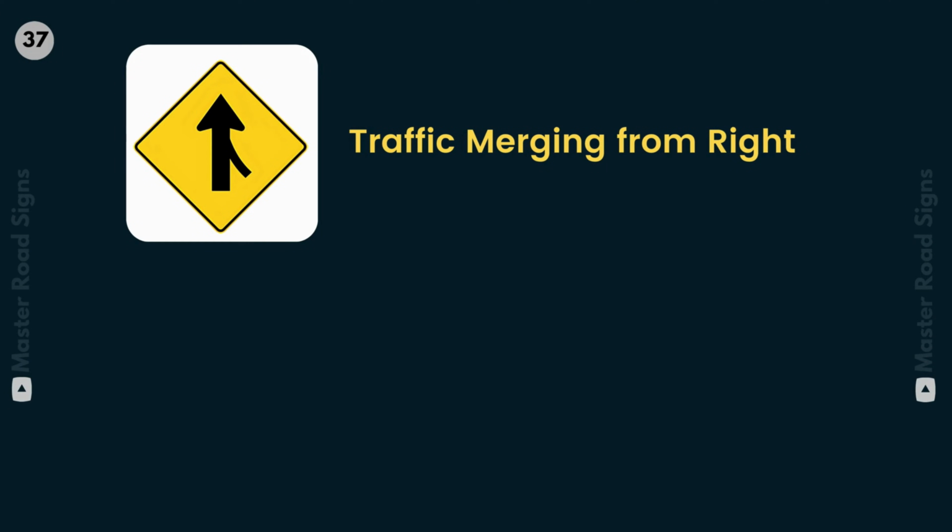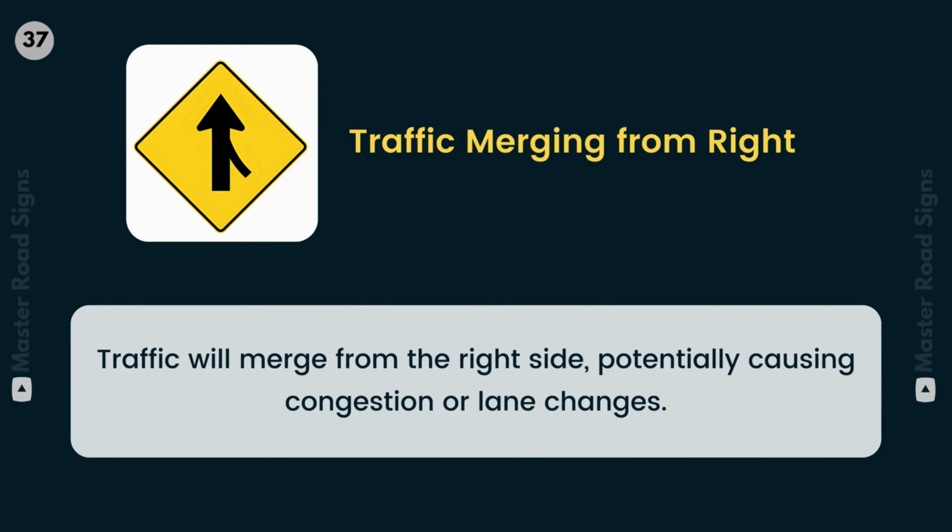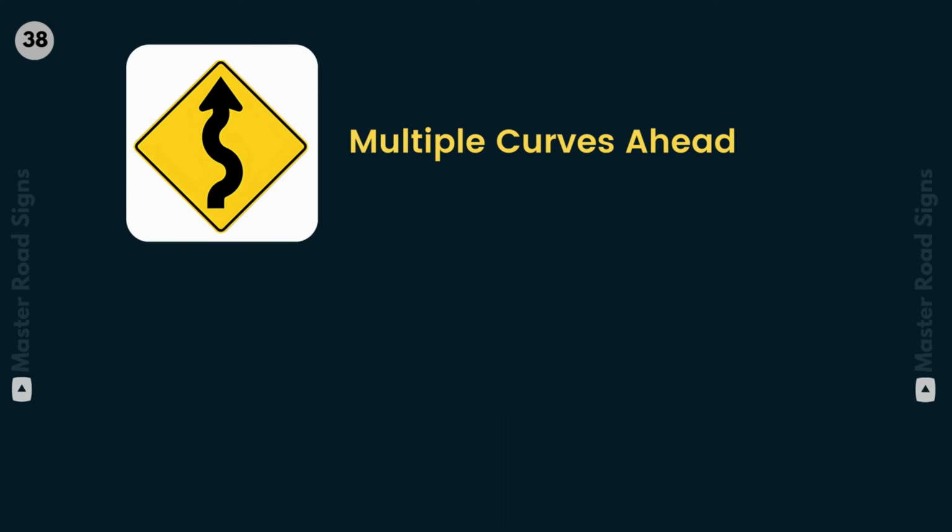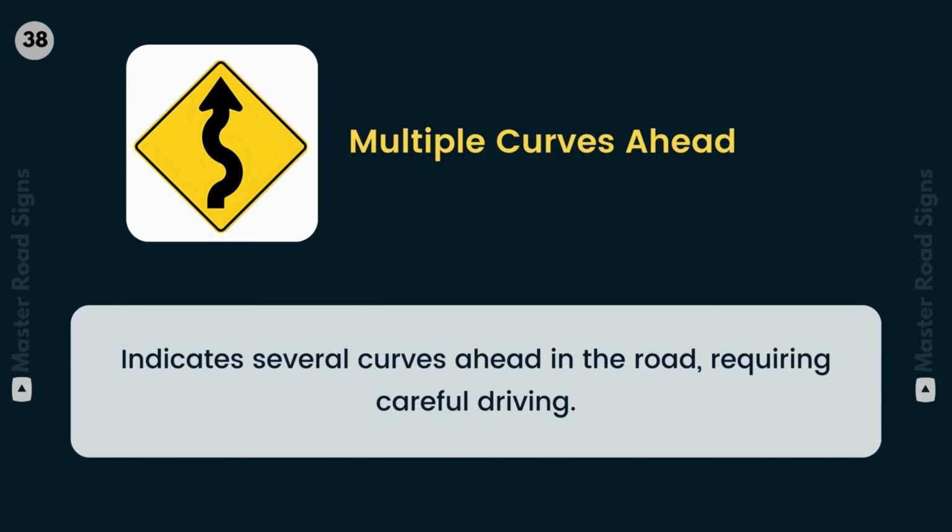Traffic merging from right sign. Traffic will merge from the right side, potentially causing congestion or lane changes. Multiple curves ahead sign. Indicates several curves ahead in the road, requiring careful driving.